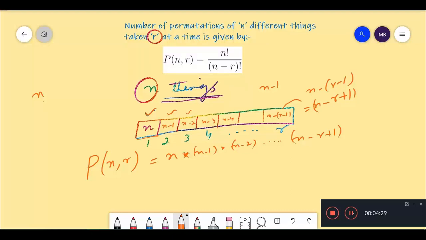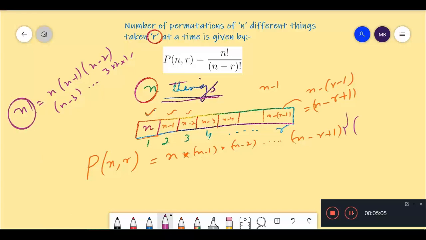Now you know the factorial formula: n factorial is equal to n into n minus 1 into n minus 2 into n minus 3 and so on down to 3 into 2 into 1. So this is the formula. We have n into n minus 1 into n minus 2 and so on up to n minus r plus 1. If we want to add the next place to make it a factorial, that will be n minus r. Why n minus r? Because we have reached n minus r plus 1 and we are moving towards the right. The next term will be n minus r, then n minus r minus 1, and so on up to 1.